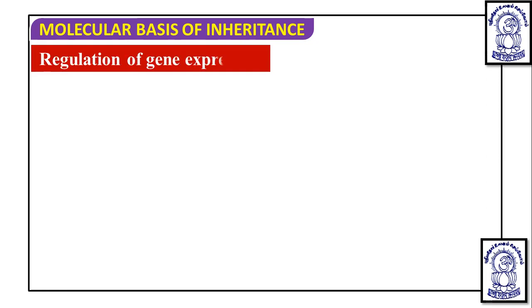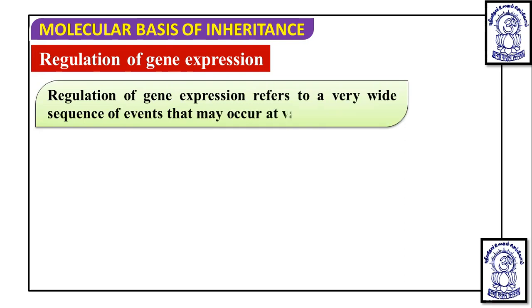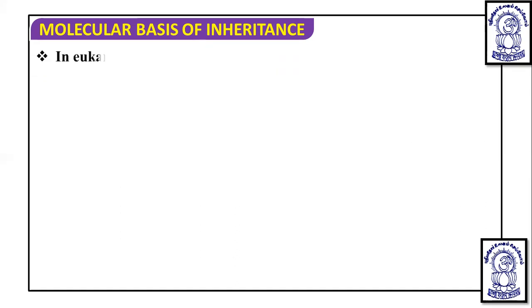If we talk about the regulation of gene expression, meaning protein formation, it refers to a very wide sequence of events that may occur at various levels. It is a very broad term. And we consider here that gene expression results in the formation of a polypeptide. So polypeptide synthesis can occur or cannot occur, and it can be regulated at several levels.